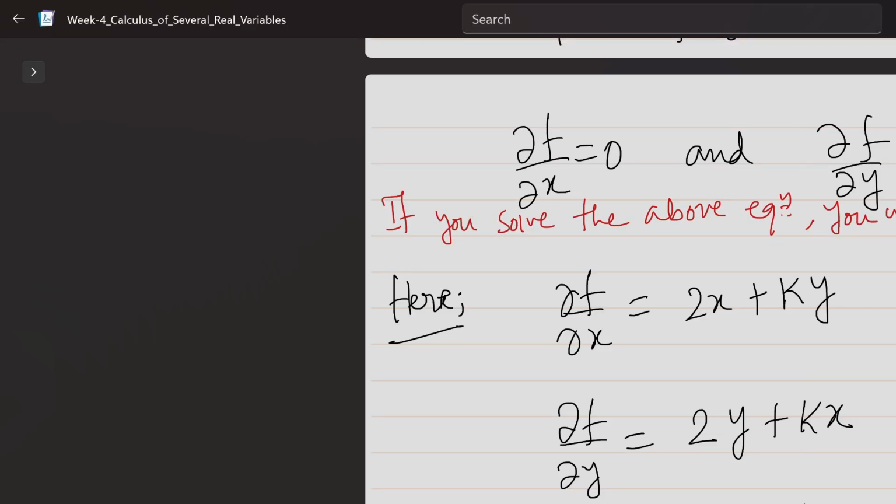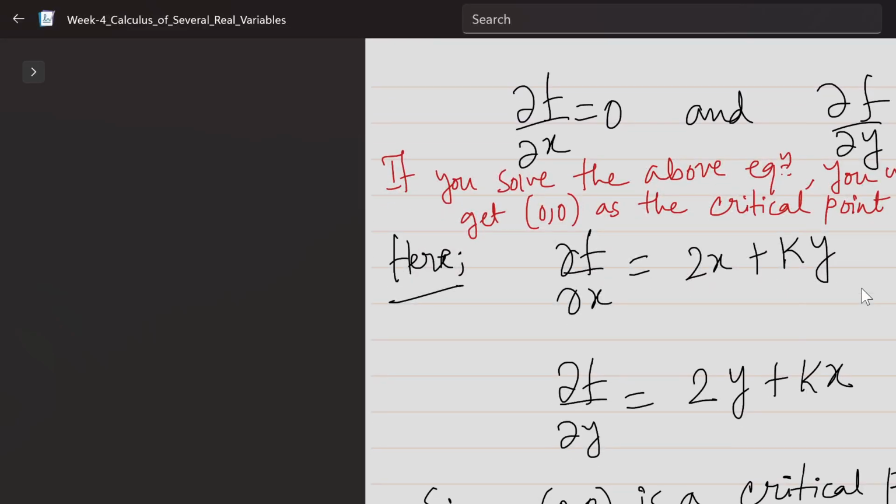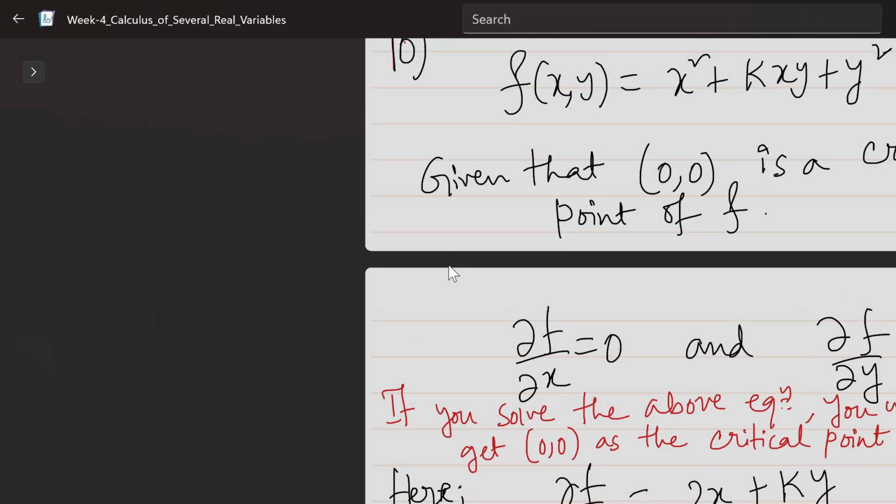you will get 0, comma 0 as the critical point, not the answer. So just be careful that critical point and finding critical point, and it is already given, these two are related, they are not different things. So it is already given.